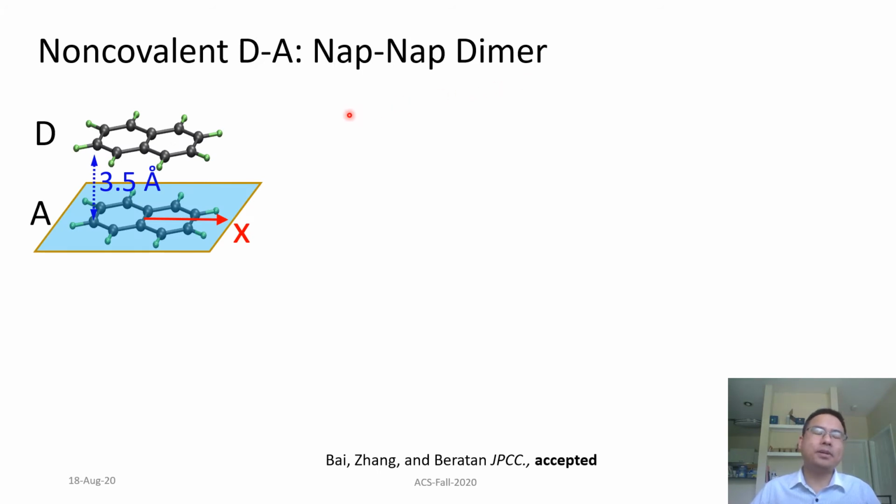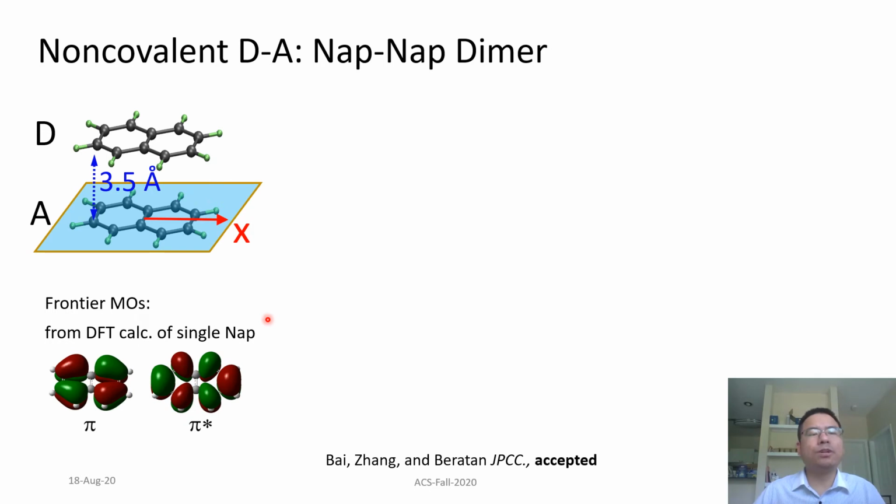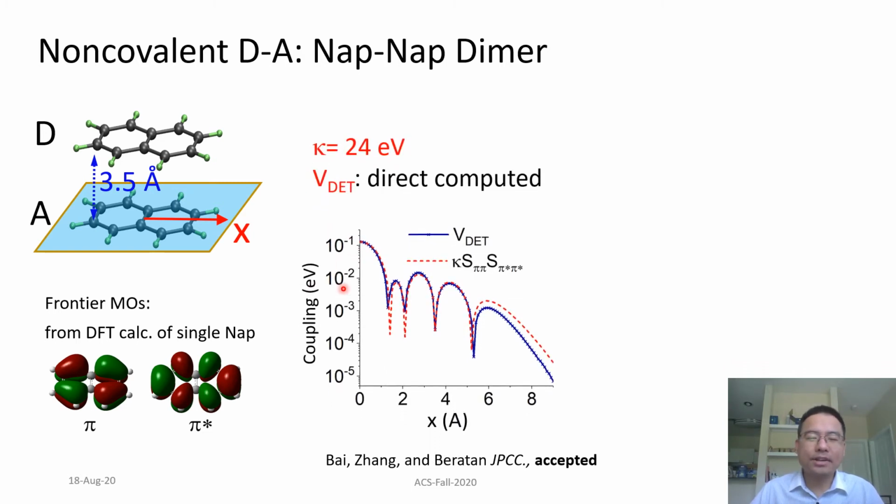We test this relationship with the real molecular systems. We start with a naphthalene dimer as shown here, and we take two frontier molecular orbitals as these two. They are from a simple DFT calculation of a single naphthalene molecule. And we calculate the coupling and the overlap term along the x direction. And as shown here, the coupling is reproduced very well by the overlap term.